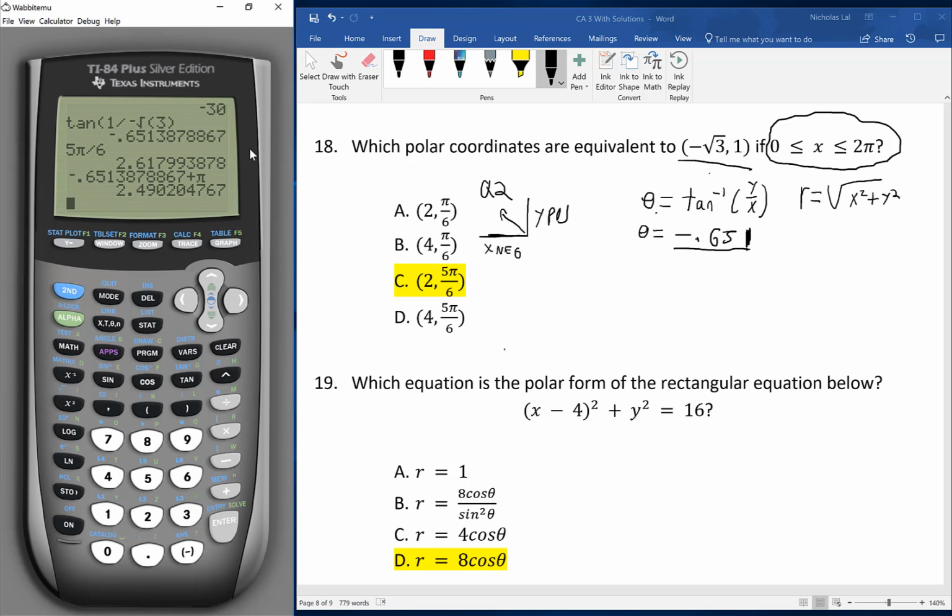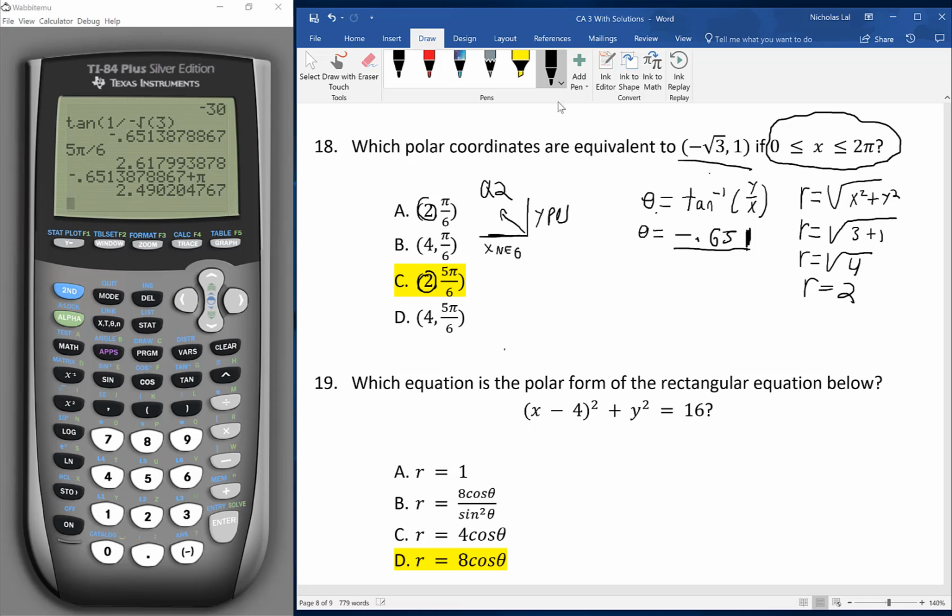And then for our r value, we can just find the square root of x squared plus y squared. That's going to be 3 plus 1. So r is equal to the square root of 4. R is equal to 2. So we know r is equal to 2. So either C or A.